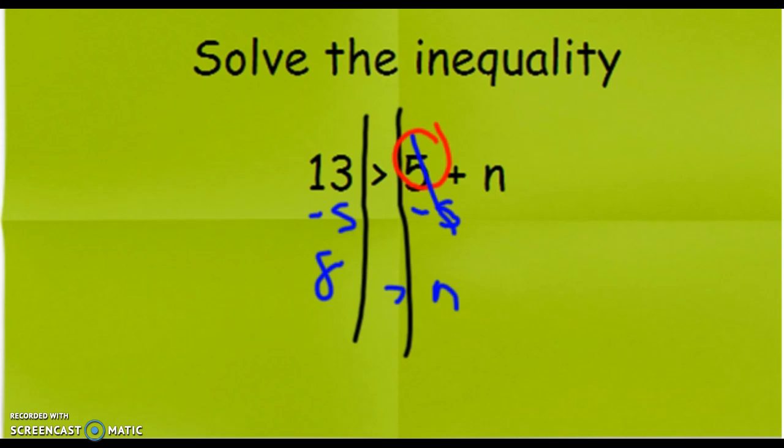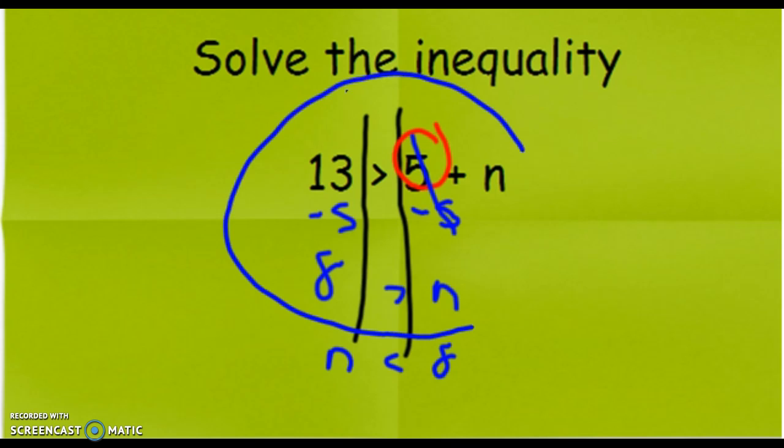Now, if you were to graph this, you would want to flip it to make it n is less than 8. But since we don't have to graph these ones, you can just leave it as 8 is greater than n. But one thing you need to do is make sure you show all of your work. So I should see one step here, 2 steps, and then the last step should be your answer for this problem.